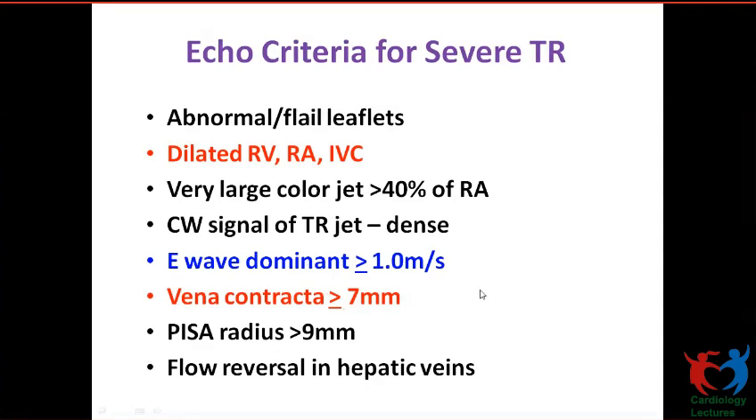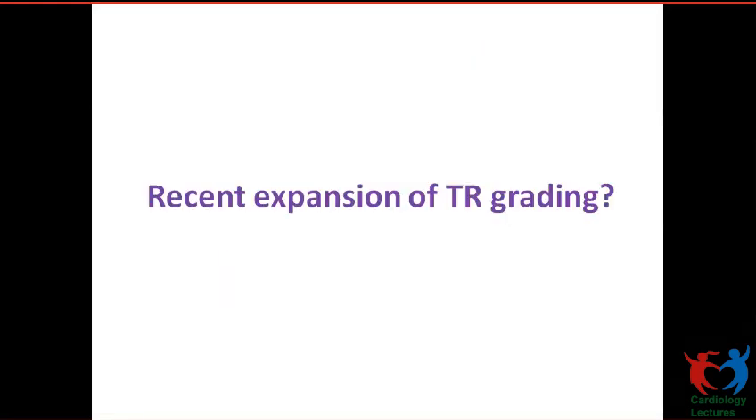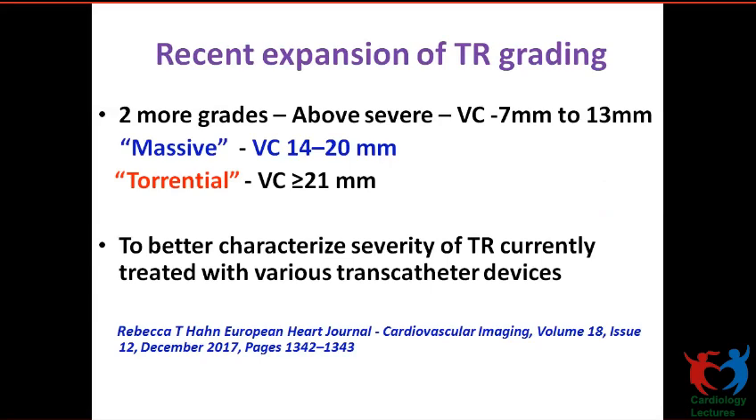But somebody said there is something beyond that. What is the recent expansion of TR grading? Severe TR, then massive TR, and then torrential TR. Which comes first, massive or torrential? Massive first: 7 to 14 and more than 14. So the recent expansion includes two more grades above severe.